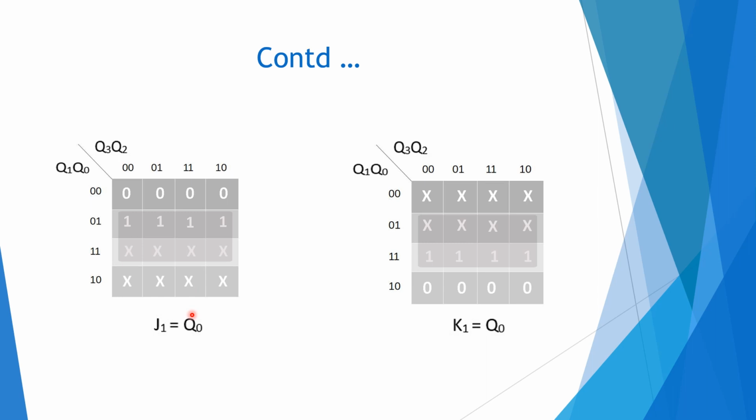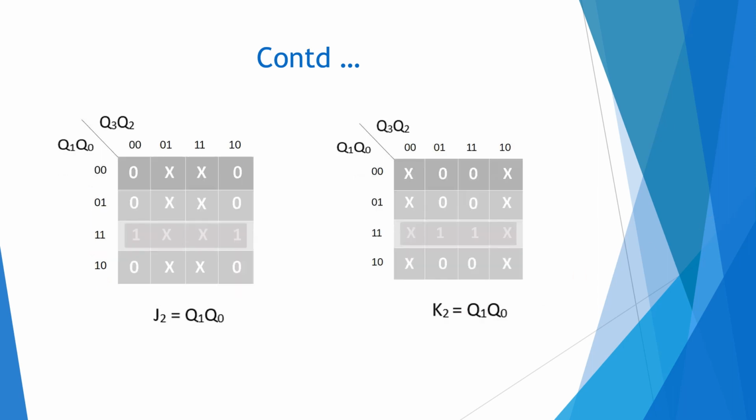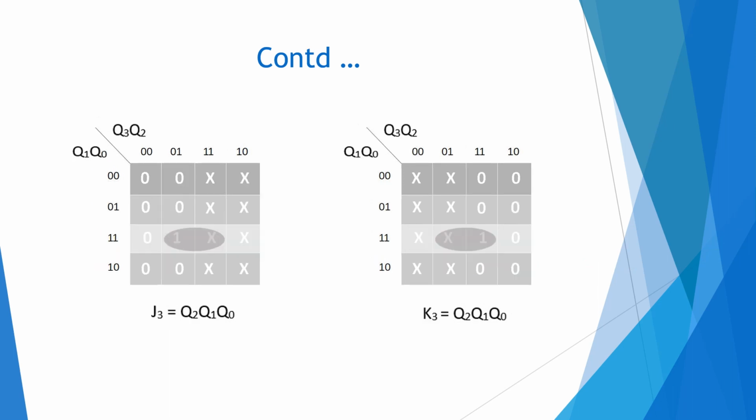And for J1, I have written here, so here we will get Q0 and K1 also Q0. And J2 is Q1 Q0, so we have to put an AND gate here. And K2, again it is Q1 Q0, so again an AND gate. And here we will get Q2 Q1 Q0, again an AND gate. You can cascade the previous AND gate to this AND gate.